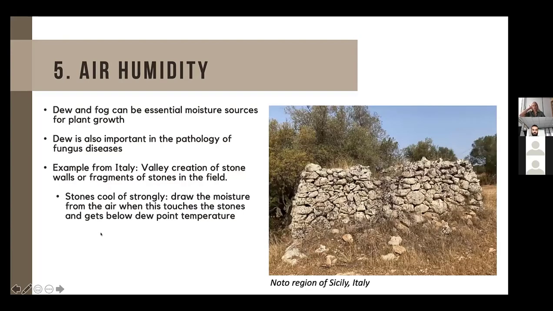There's this other example of Italy, where these stone walls or fragments of stones were created in the field. And then when these stones cool off strongly, they draw the moisture from the air. And when this then touches the stones and goes below dew point temperature, then the moisture will contribute to the system itself.